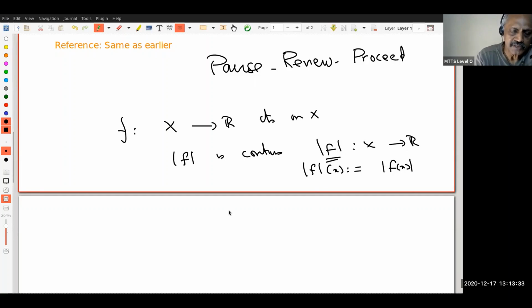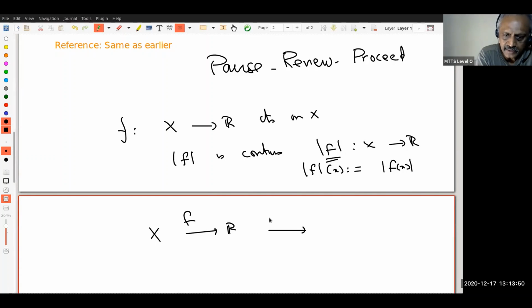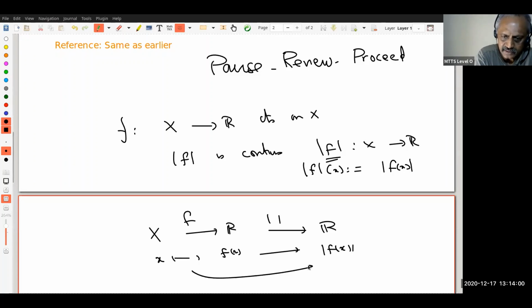So what is the question I'm asking? Mod f is continuous. Now, what do you think I should do? Look back at what I said. I have to think of it as a composite of some easy functions. What are the easy functions I can think of? So f is from X to R, and from here, modulus is a function from R to R. Right? What is the composite? X goes to f of x, and where does f of x go to? Mod f of x. But that is nothing other than mod f.